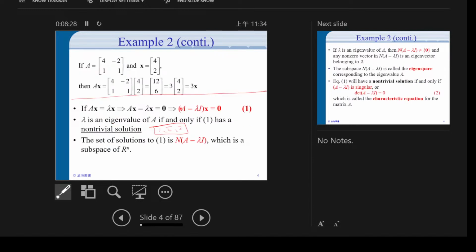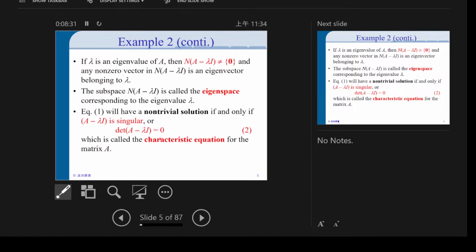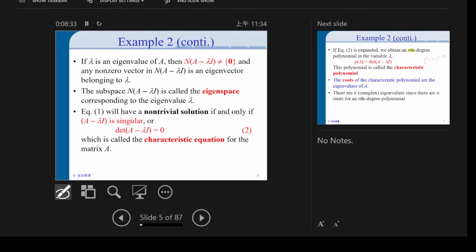Sorry, 1.5.2 says that this is singular, and in chapter 2 we know that this means the determinant of A minus lambda I must be 0. Okay, and so we have the equation determinant of A minus lambda I equals 0. Here we think of lambda as the unknown, as a variable.